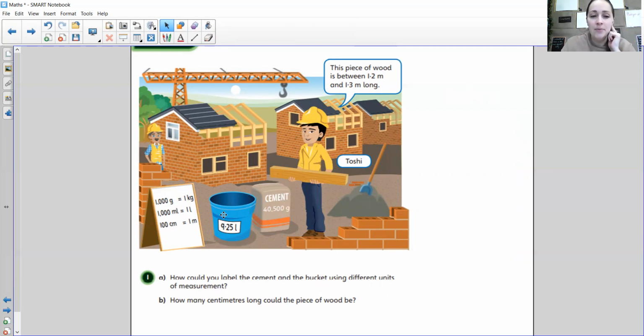Second one then, how many centimetres long could the piece of wood be? Now that word could is making me think that there's no exact answer for this. The word could is making me think that there's more than one possible answer. Pause the video, have a go.